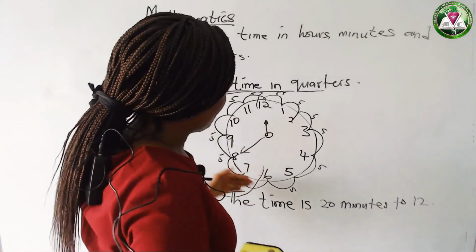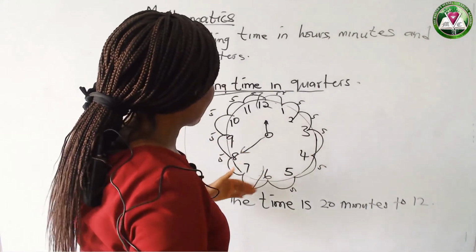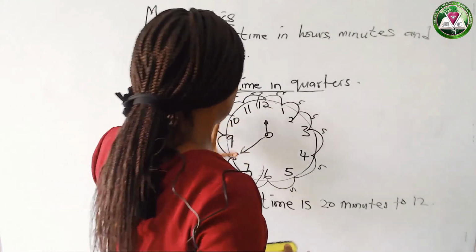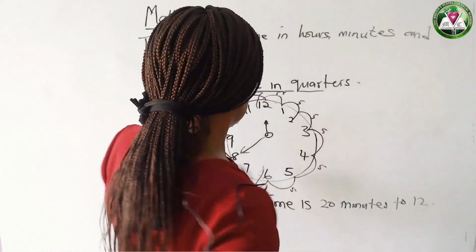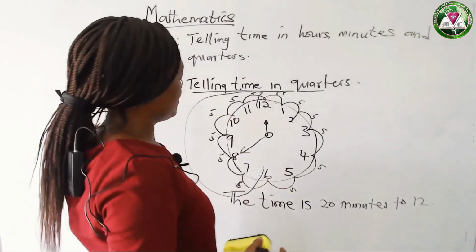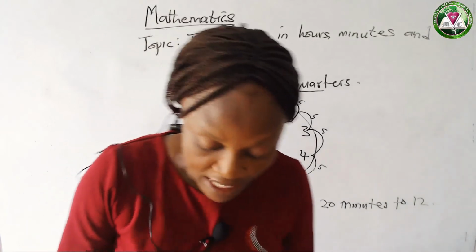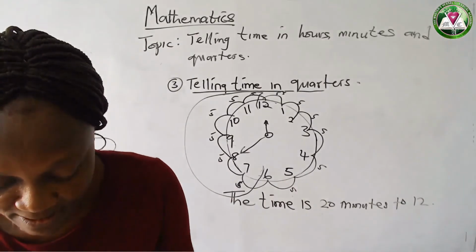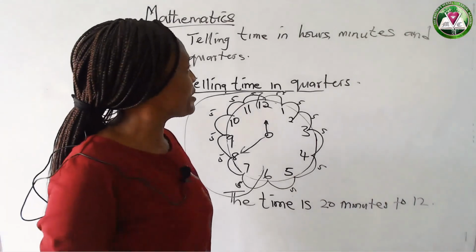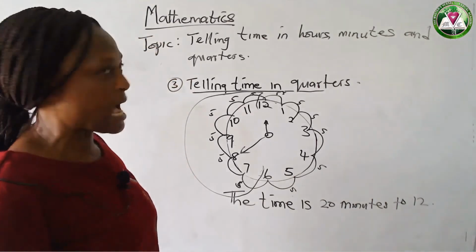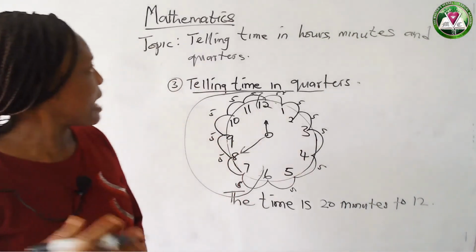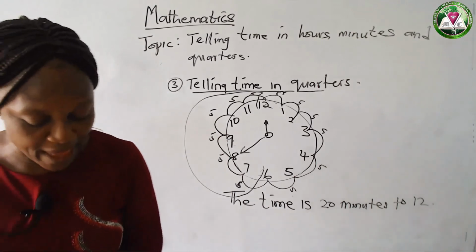So anything from here is to. But when it is from 9 to here, it is called quarter to, or 15 minutes to 12. So in our today's lesson, I've taught us about telling time in hours, minutes, and quarters.